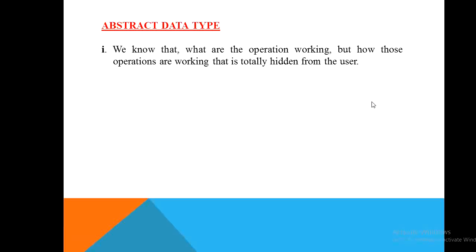Now the second concept is the abstract data type, right? You know the data type. Data types mean which types of data we are going to use. For example, integer type of data, float type of data, character type of data, right? Now this word abstract is given here. This concept is related to the set of data objects, right?